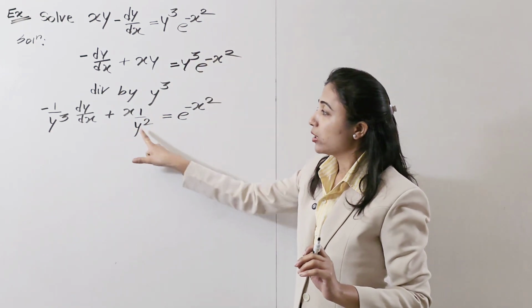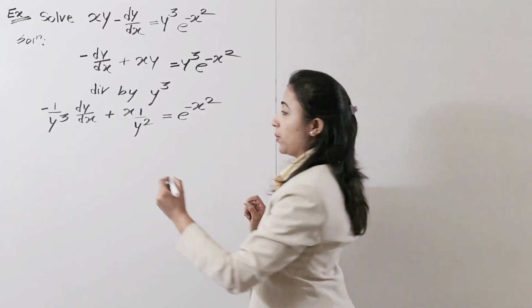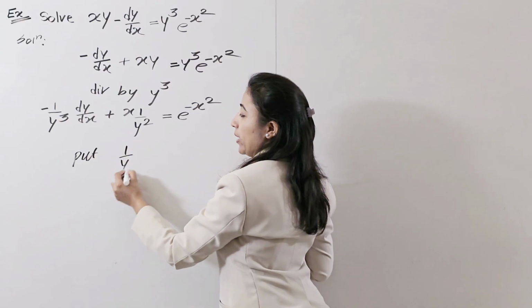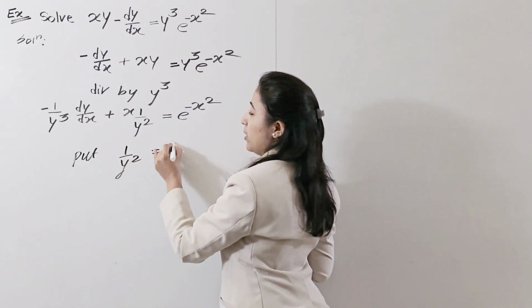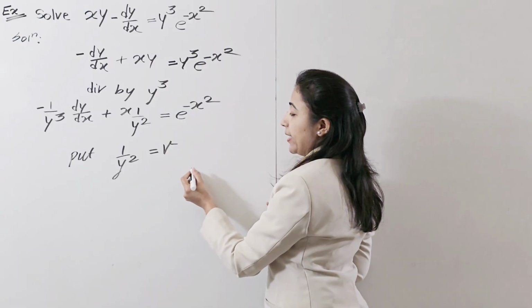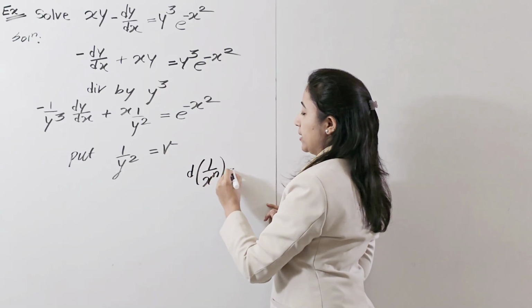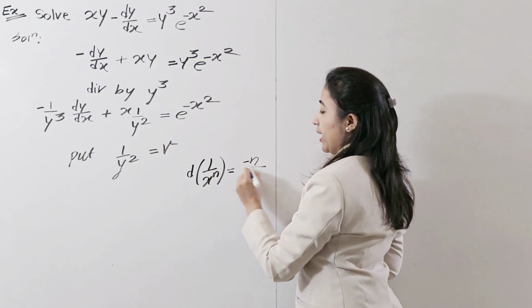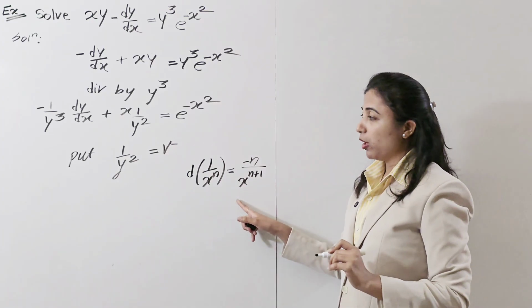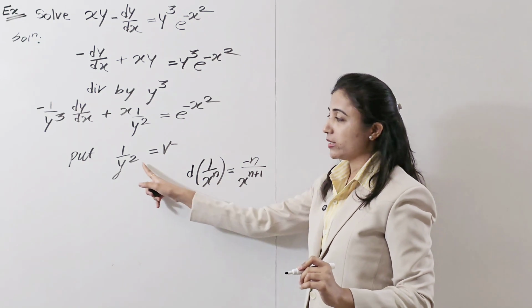So here you have to check this second term and convert it into a single variable. This 1 upon y square, we write as a single variable, let's suppose v. Now in the next step take its derivative, and we know that the derivative of 1 upon x power n is minus n divided by x power n plus 1.